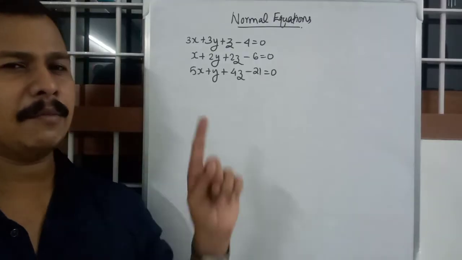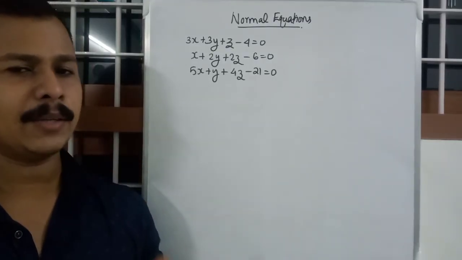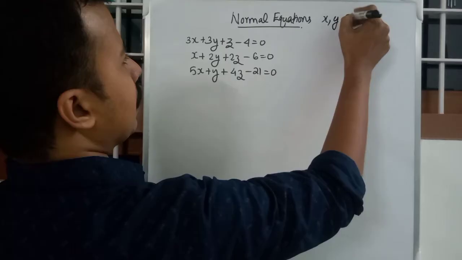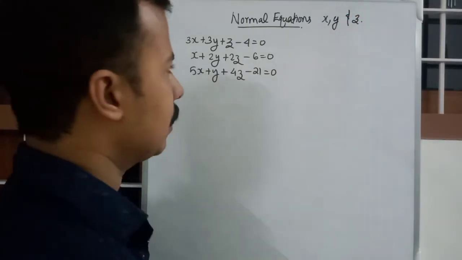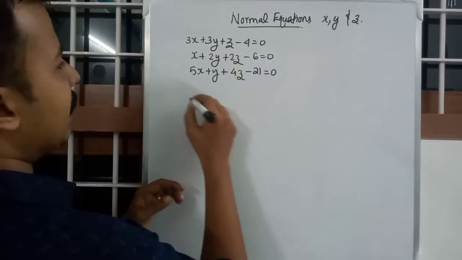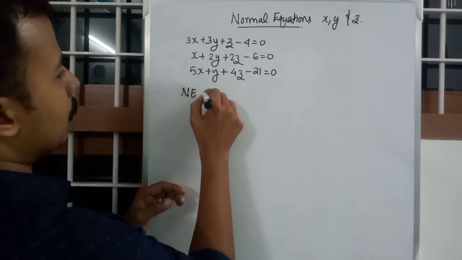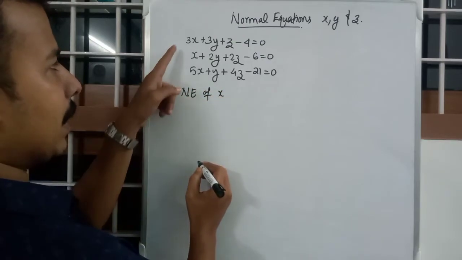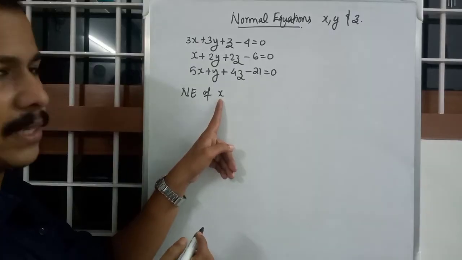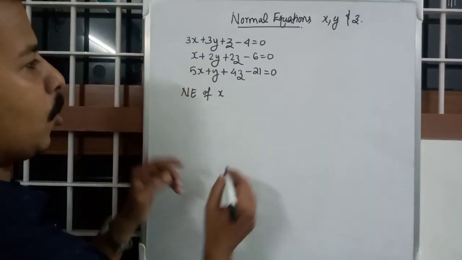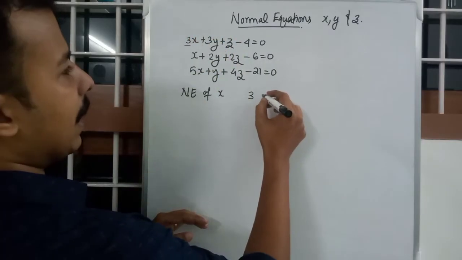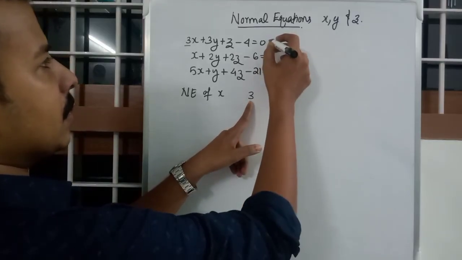So this is our question. We have three sets of indirectly observed quantities, and you have to find normal equations for x, y and z. How do you find it? It's very simple. For finding the normal equation of x, you take the first equation. What is the coefficient of x? Take the first equation, and the coefficient of x is 3. You multiply the whole equation with that coefficient.